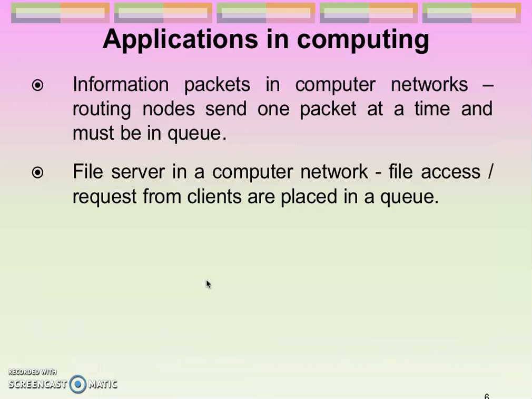Okay, so information in computer packets, computer networks. Okay, routing nodes send one packet at a time and must be in a queue. So data yang kita nak hantar menggunakan internet, so dia akan menggunakan packet. Okay, packet-packet tu akan dihantar based on a queue punya structure. Means that yang mana yang dihantar, yang mana that need to be sent to the receiver, okay, akan pergi hantar dulu. So yang belakang akan mengikuti lah.